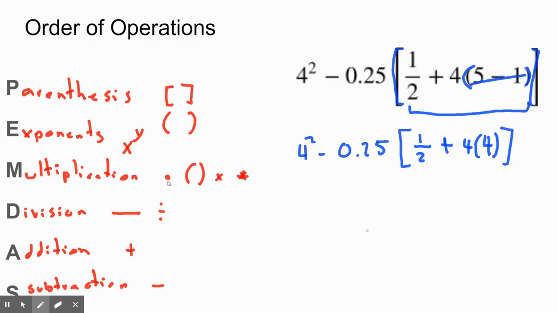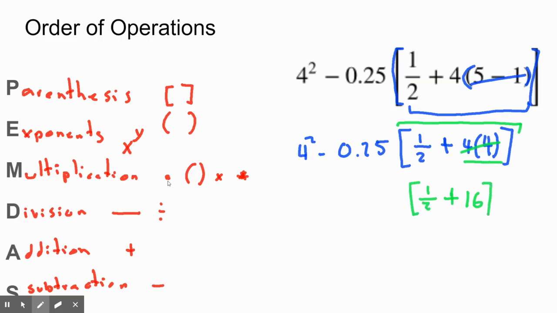So we did our first step. We did some parentheses inside of our brackets. We still have to be working inside of this parentheses / brackety area. And next, we don't have any more parentheses other than this thing. We have no exponents inside there. We do have multiplication, which is right here. So this is just going to be 4 times 4, which is going to be 16. We're going to add these to 1/2.